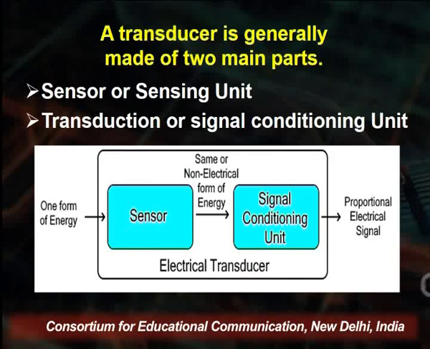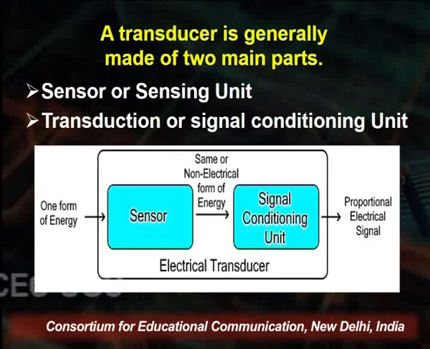Now, transducers are generally made of two main components, as we are discussing. First is the sensor and second is the signal controlling unit. It may be called the sensor or the sensing unit, and the transduction or the signal controlling unit. So, a transducer is made of two components.